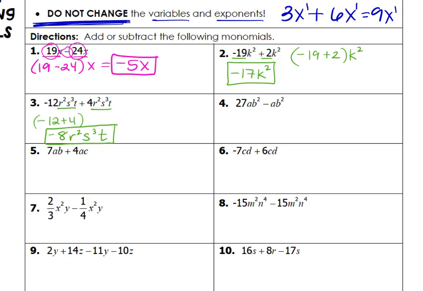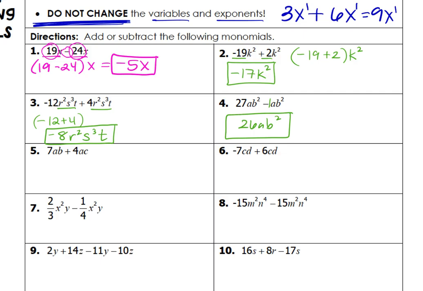Attach the variables. Okay, number 4 gets done wrong a lot. Anyone think they know why? Yeah, Lincoln. Because the 1 is in front of them. Yes, there is a 1 there, and people forget that there's a 1 there, and they just try to get rid of the AB squared, okay? This is 27AB squared minus 1 AB squared. So what does that equal? 26AB squared. Brilliant.